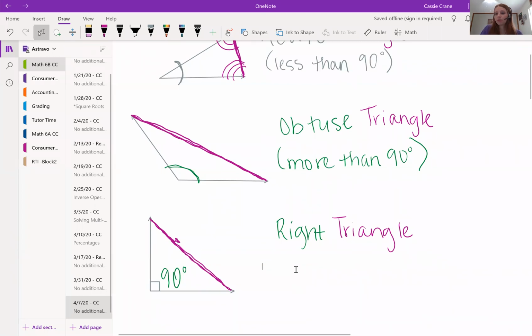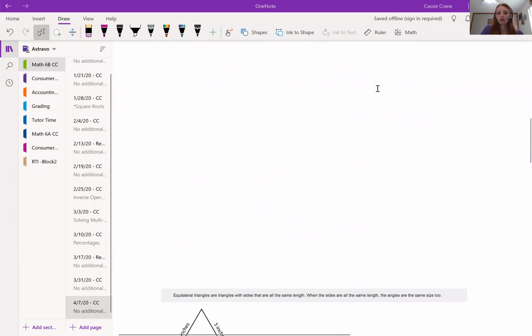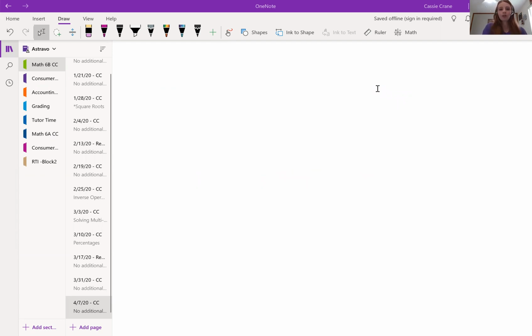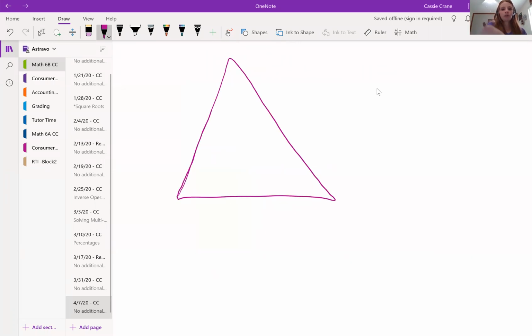Any questions on that before I move on to the next part? Okay, good deal. All right, so the next thing that I want to point out is something that's true about every single triangle, no matter what kind of triangle it is, however we classify it. So I'm just going to draw one in here. Again, it's not very pretty.